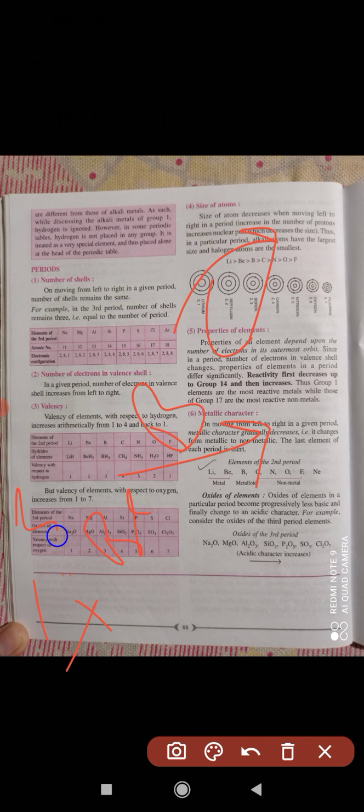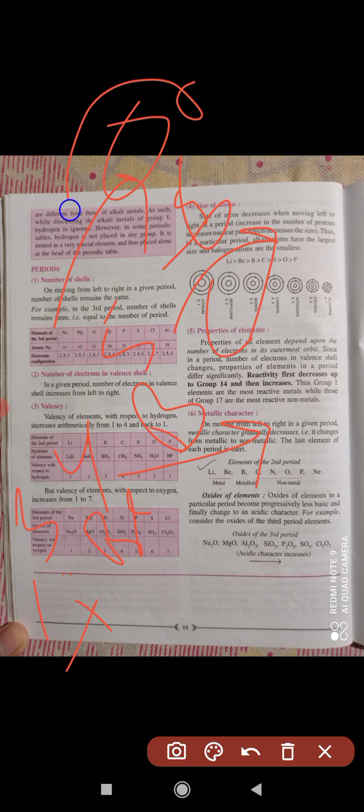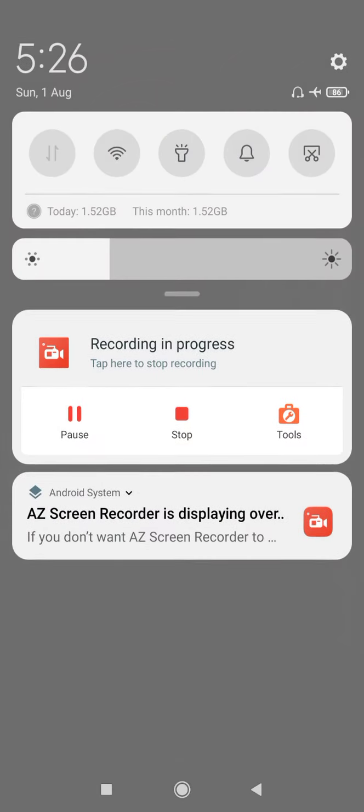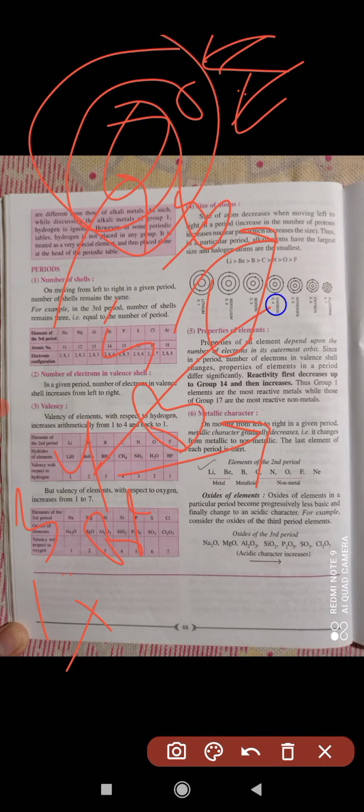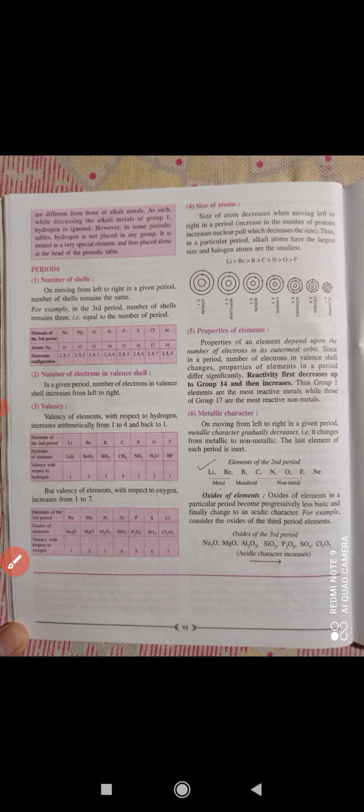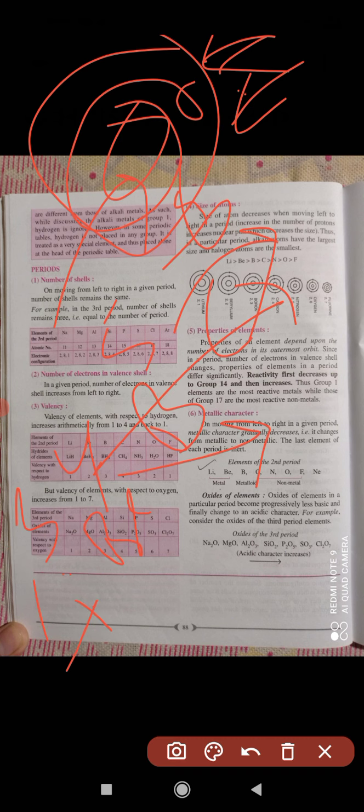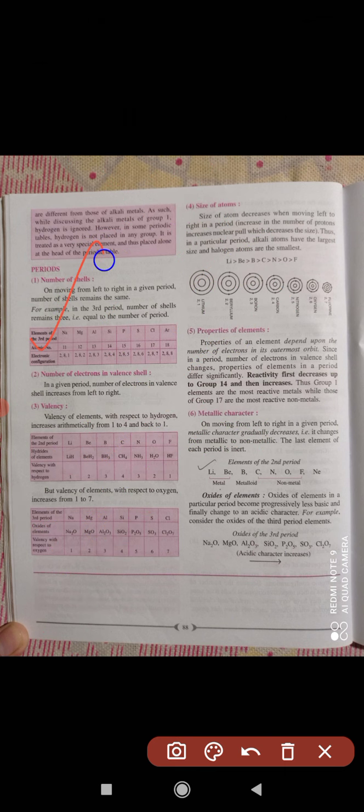See, lithium 3, beryllium 4, boron 5, carbon 6. So one electron is increasing, and the outer shell remains constant. One shell is not increasing, only one valence electron is increasing from left to right. Here the example is already given, otherwise you can understand.